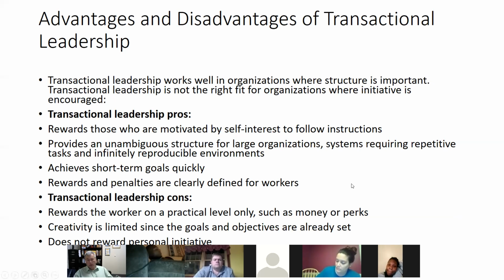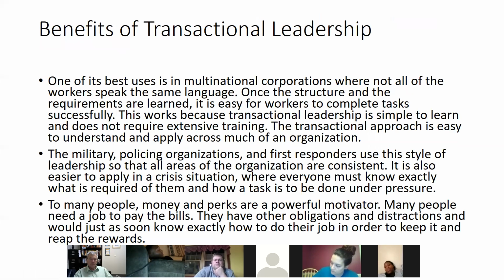Now, here's when it doesn't work. One, it takes advantage of the worker. It really requires a lot of perks. The creativity is completely gone because you really don't want people thinking out of the box, nor do you want people to have personal initiative. So you really don't want to be training your people to become future leaders, because that's not what you need them for. You need them to follow directions.